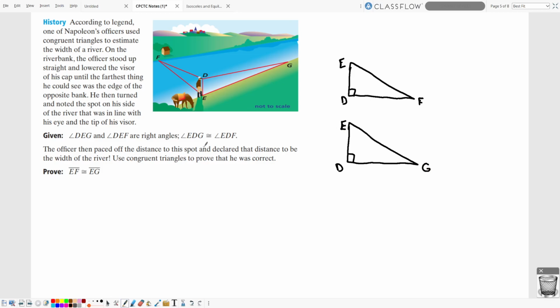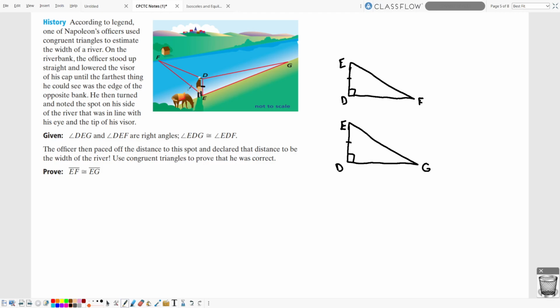And it says that EDG and EDF are going to be congruent to each other. So we also have DE is going to be congruent to DE, because we can see in our diagram that DE is a shared side, and shared sides are always congruent. So the officer then paced off the distance to this spot and declared that distance to be the width of the river, used congruent triangles to prove.